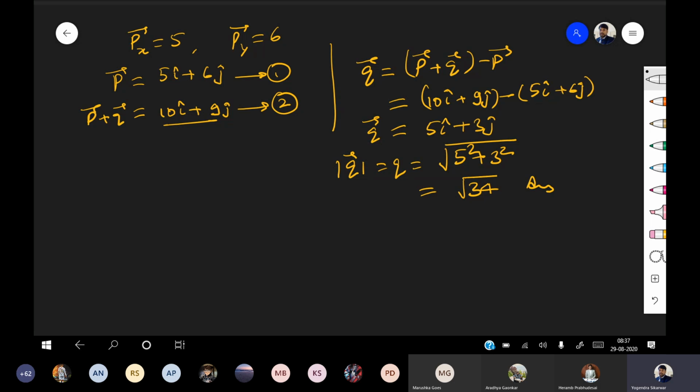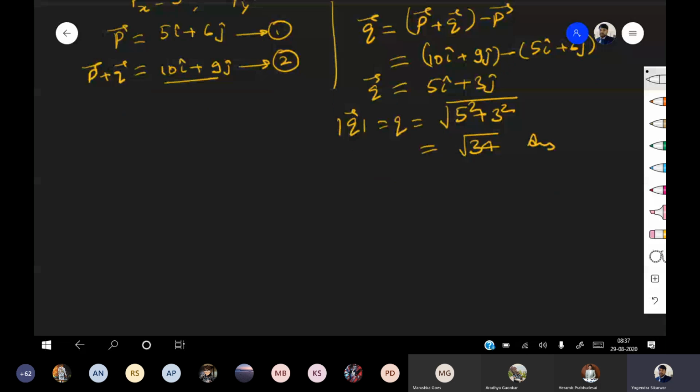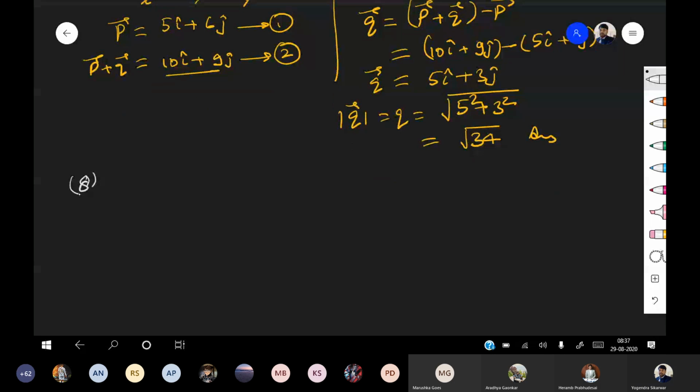Okay. Next question by Sanika. That question says, the velocity of an object at t is equal to 0 is v vector is equal to minus 4j meters per second. It moves in a plane with a constant acceleration, a vector is equal to 3i plus 8j meters per second square. What is the velocity after 1 second?